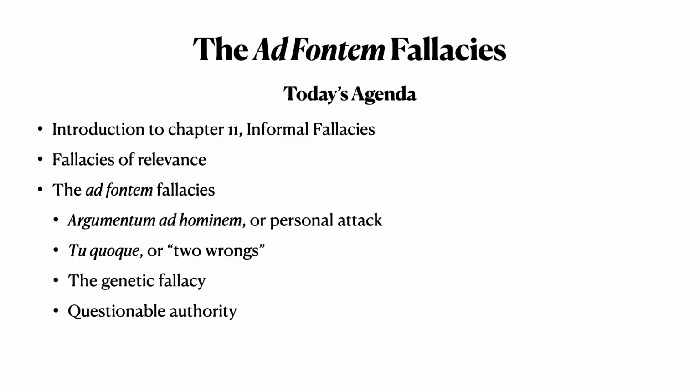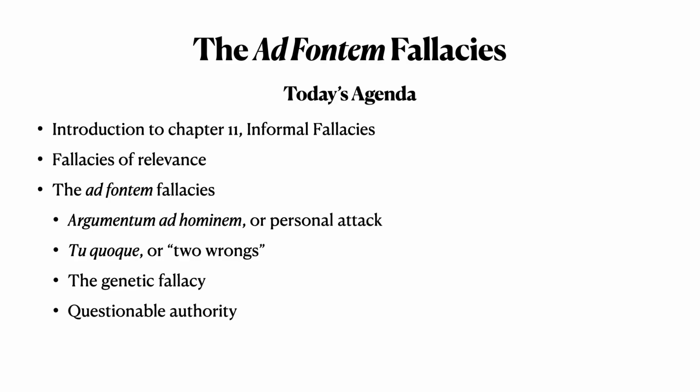That includes the fallacies of relevance, and then one of the groups inside the fallacies of relevance is the ad fontem fallacies that are the subject of today's lecture. There are 4 of those, and we'll cover them in some detail, looking at each of them one by one. But the general remarks that we make at the beginning of this lecture will also be very important for learning how we tell the fallacies apart, how we remember them all, and these are things that we'll want to keep with us as we go through all the rest of the fallacies in Chapter 11.